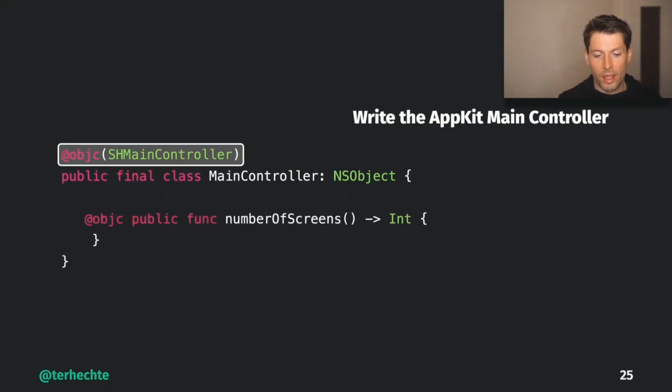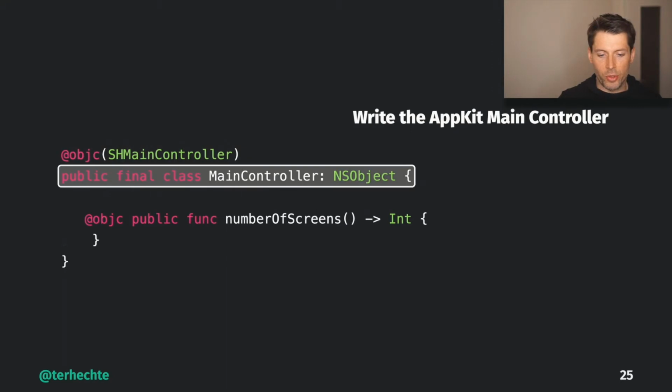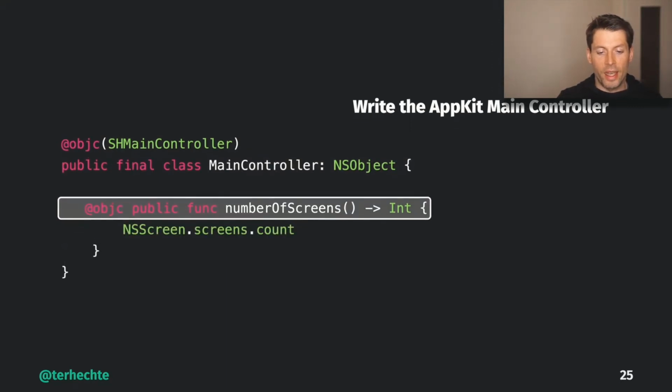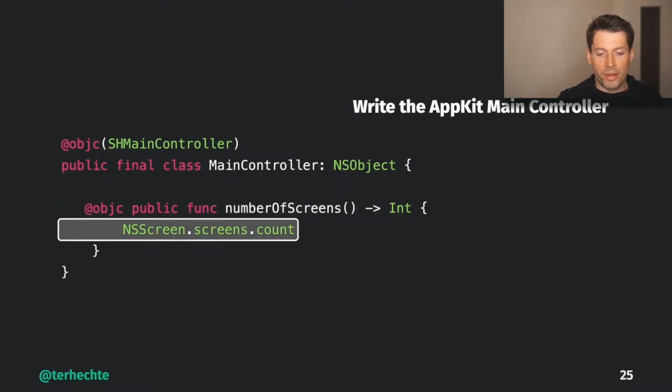And then we add a new function in order to show that this works. We want to return the number of screens that are connected to this Mac. So we add a function here. It returns an integer, and it returns the number of screens in any screen. So that is the API in AppKit that we want to call from UIKit.